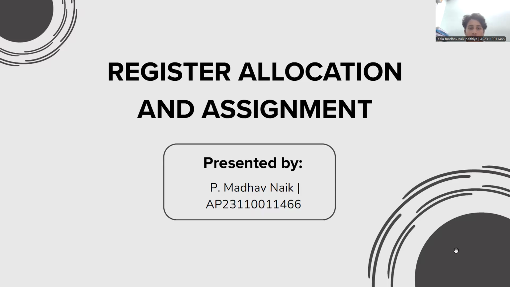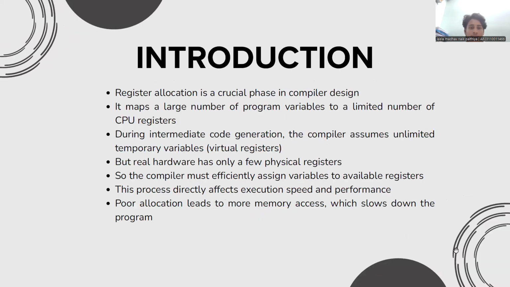So today I'm going to present on register allocation and assignment, an important concept in compiler design. Register allocation is a key phase in compiler design. During intermediate code generation, the compiler assumes unlimited variables, but in real systems we only have limited CPU registers. So the compiler must map many variables to few registers efficiently. This directly affects performance because poor allocation increases memory access and slows down the program.